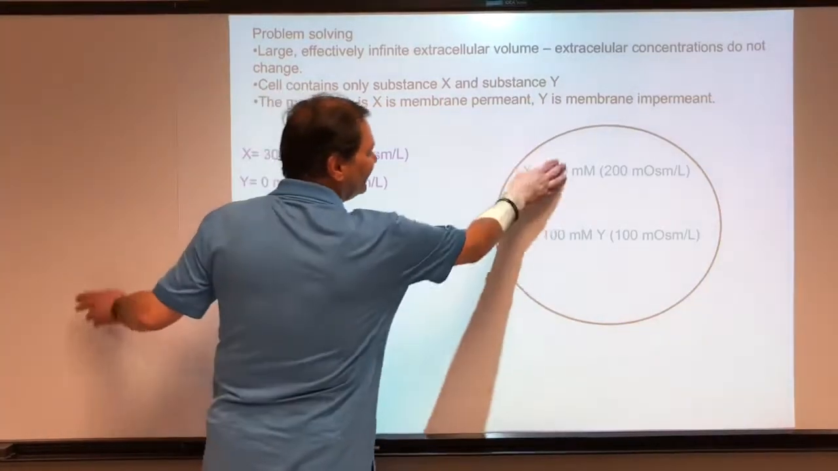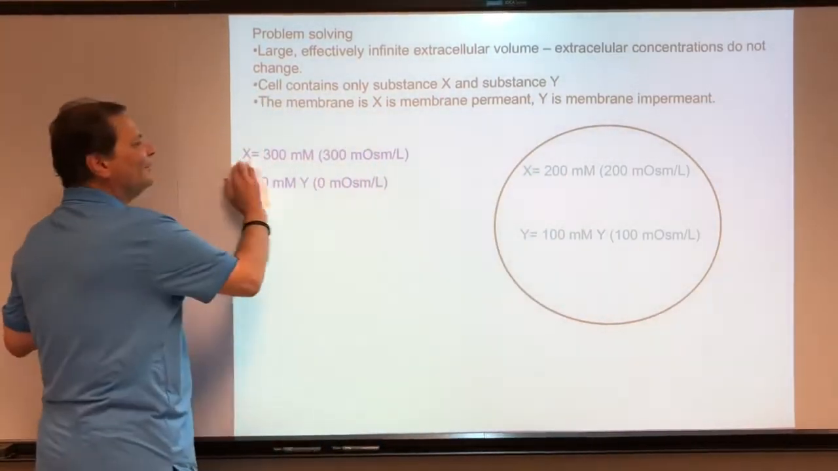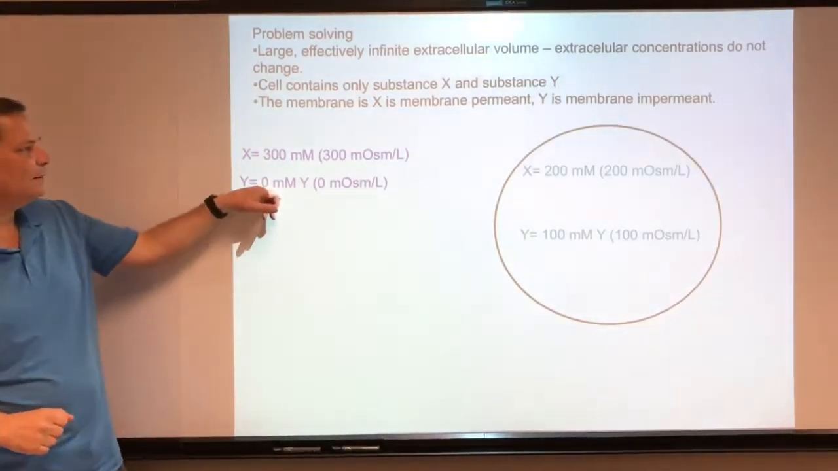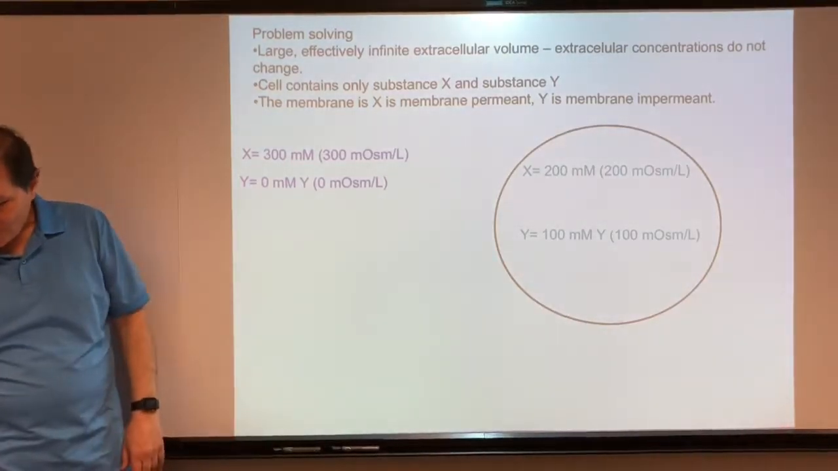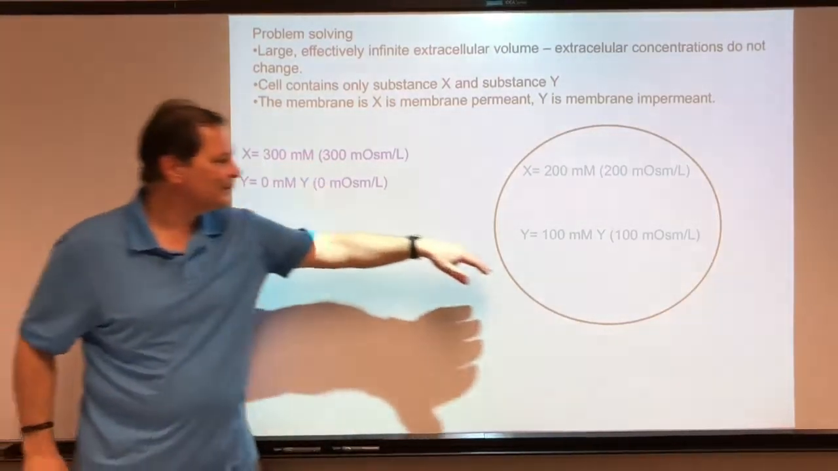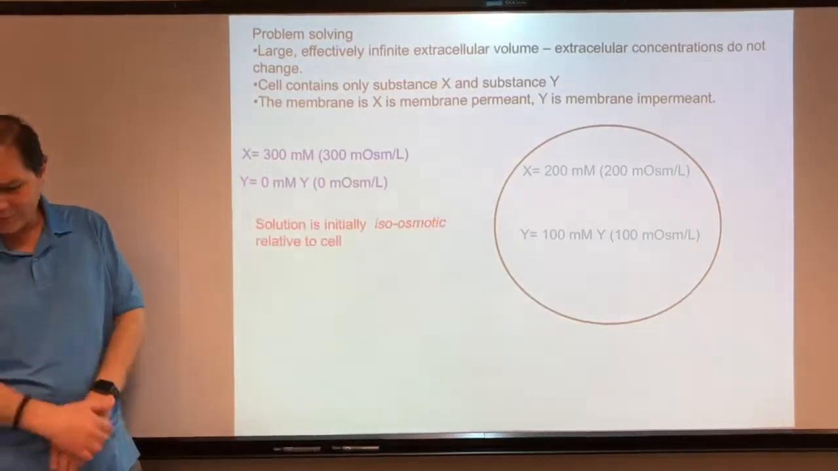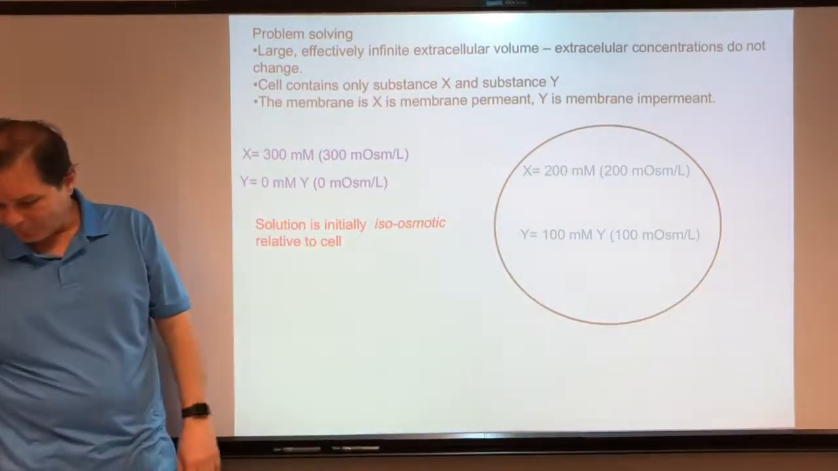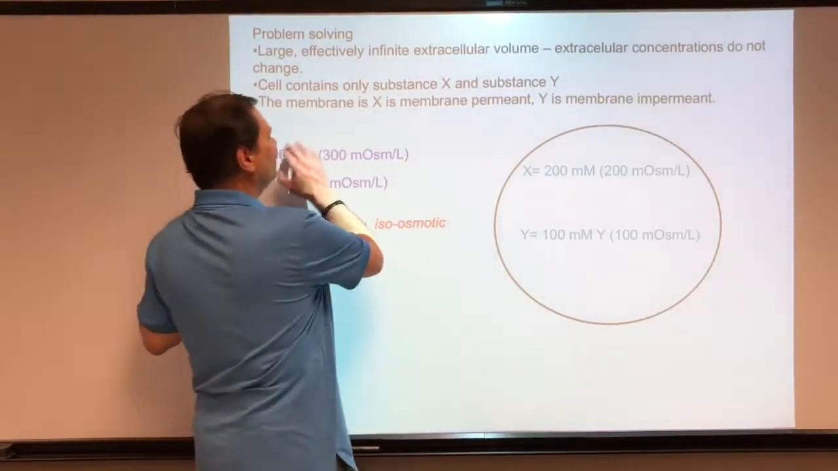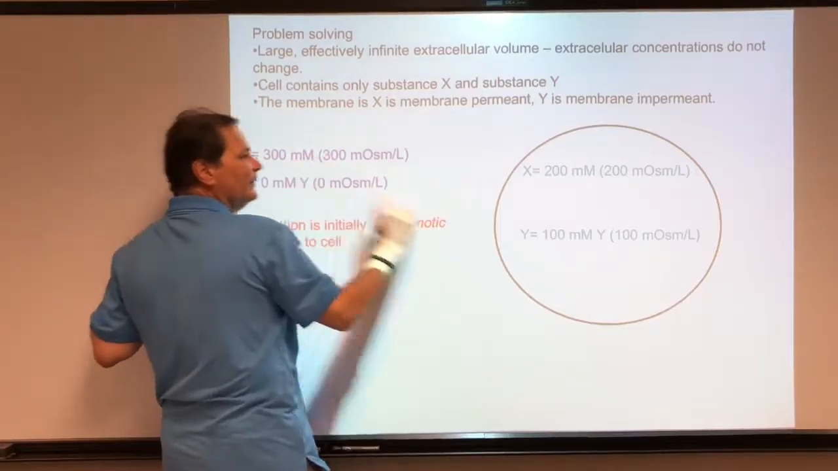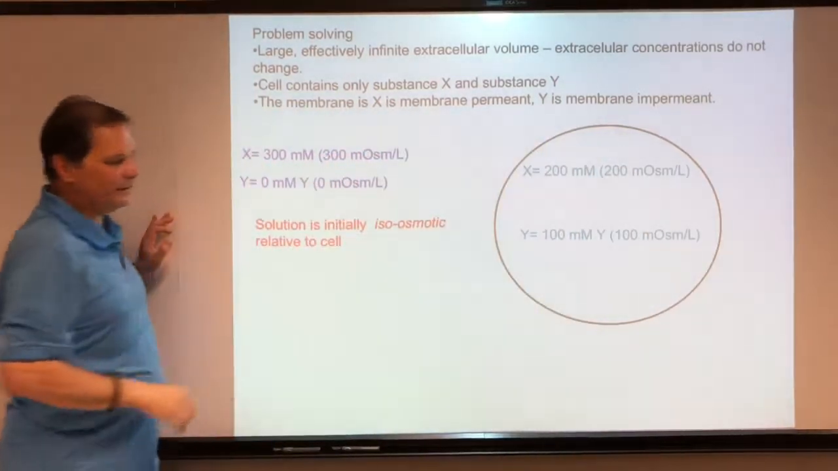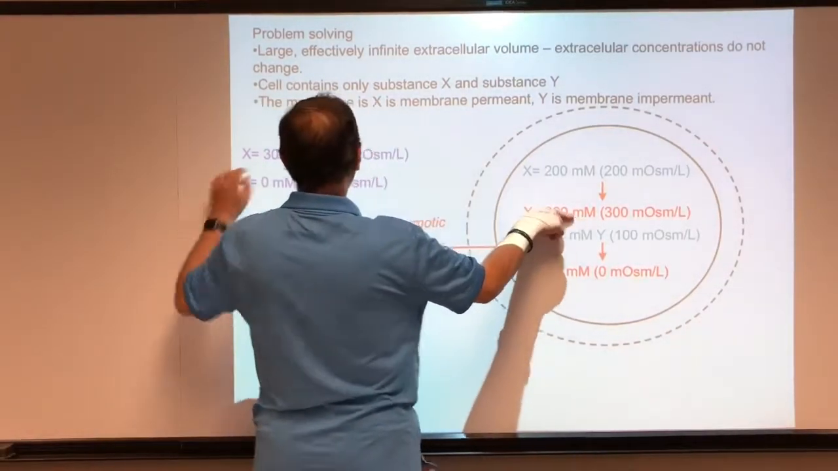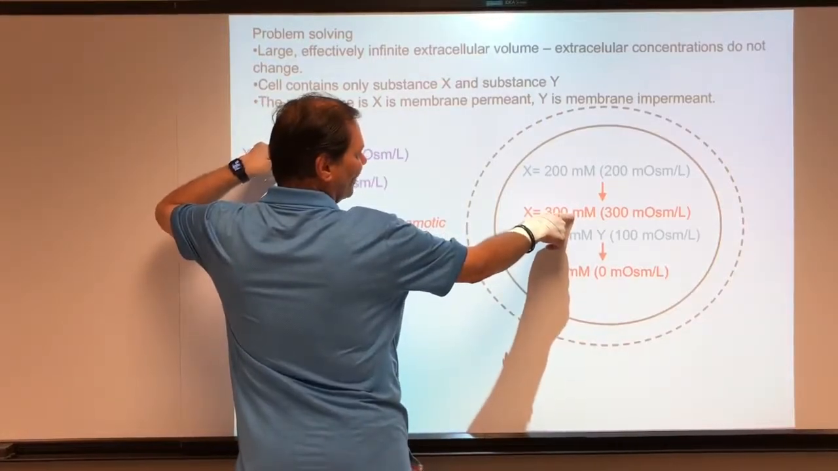Now here I have, again, 200, 100. And now I have 300 of X on the outside and no Y. Okay, 0 Y. So now I can add them up, 300 milliosmoles per liter, 300 milliosmoles per liter. That is isoosmotic, right? Now, what's going to happen to the cell if I drop the cell into this solution? Well, the first thing that's going to happen is X is going to move, and it's going to move from high concentration, 300, to low concentration, 200. And it's going to move from high concentration to low concentration until I have the same concentration on both sides of the membrane. All right?